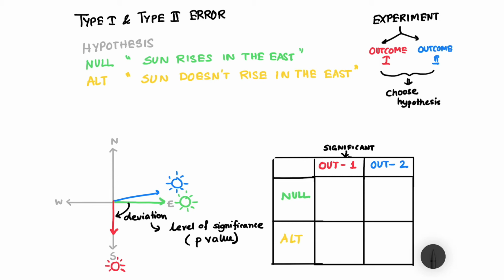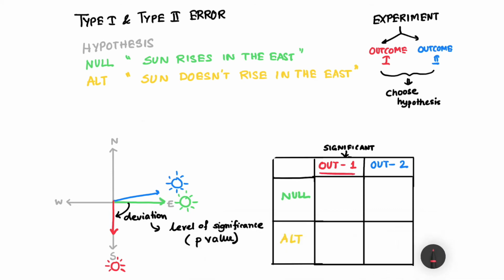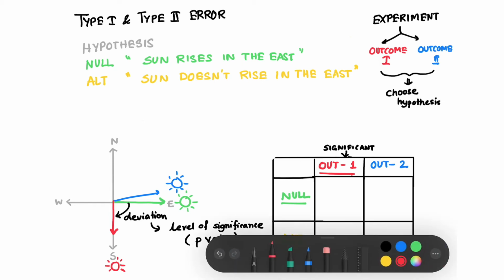So let us see, suppose we get the outcome 1, and even after getting the outcome 1 at hand, we are still choosing the null hypothesis. Now outcome 1 is where the sun is rising in the south. So our scientific discovery tells us that the sun rises in the south, but still we are reporting that sun rises in the east. So that is an error that doesn't go well with our findings. So this, we understand, is an error, right?